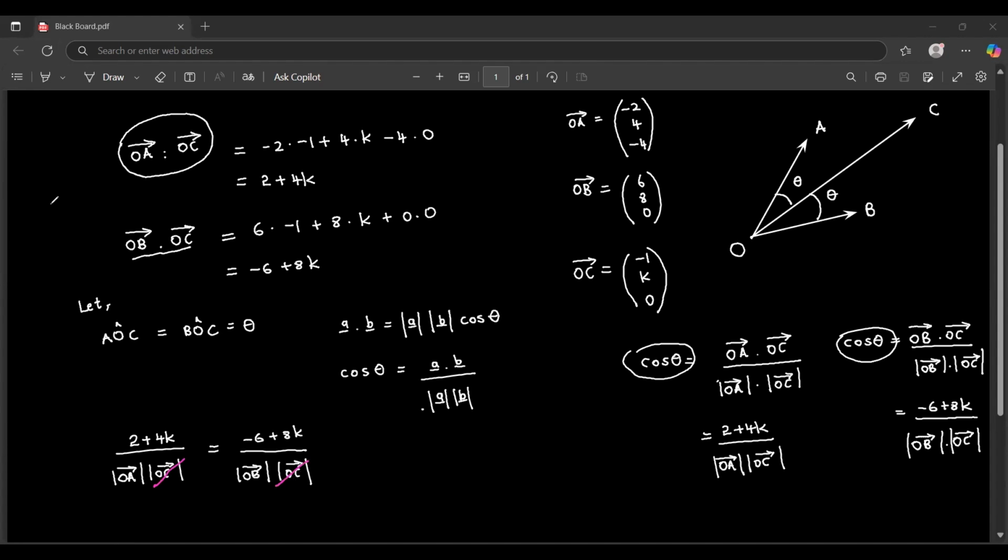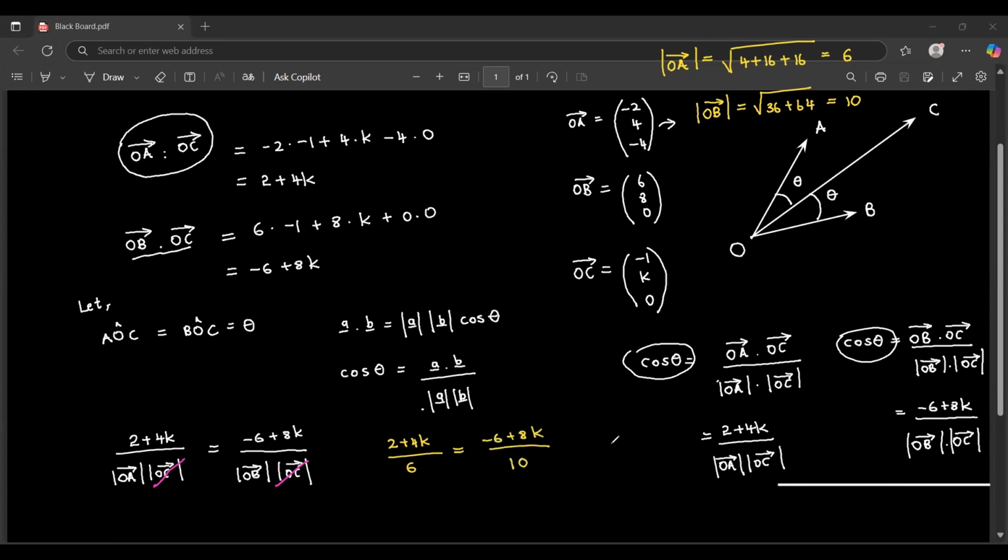But we can find the modulus of OA. The magnitude of OA is equal to the square root of 4 plus 16 plus 16, which is equal to 6. And the modulus of OB is equal to the square root of 36 plus 64, which is equal to 10. So here we can rewrite it as 2 plus 4K over 6 is equal to minus 6 plus 8K over 10. Hereafter, it's just simple simplification.